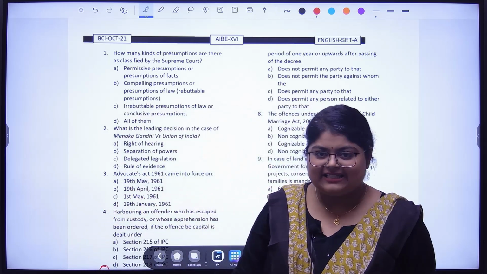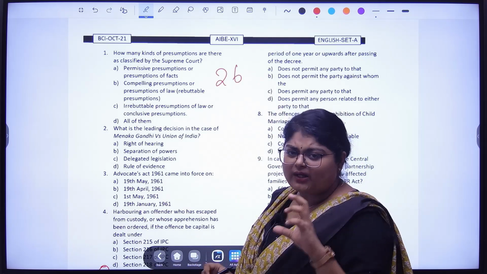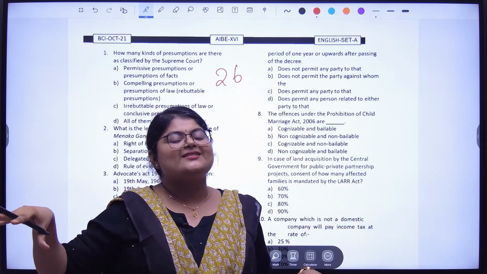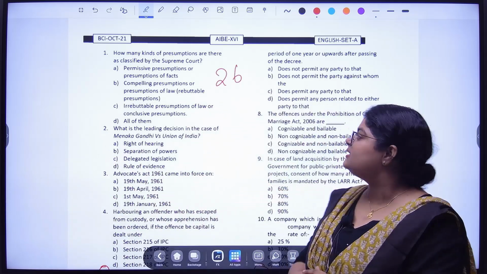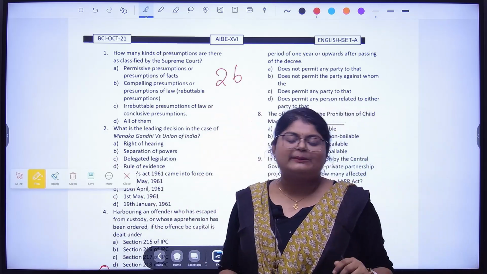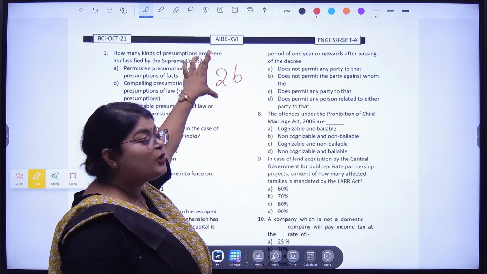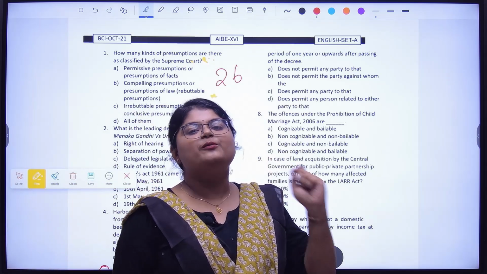In AIBE 19 exam, you will be getting a total of 26 questions, 26 marks from the 3 old laws plus the 3 new criminal laws. So total from 6 criminal law Bare Acts, total 26 questions you will be getting. Here the whole trick to gaining good marks in this 26 is just understanding one simple point.